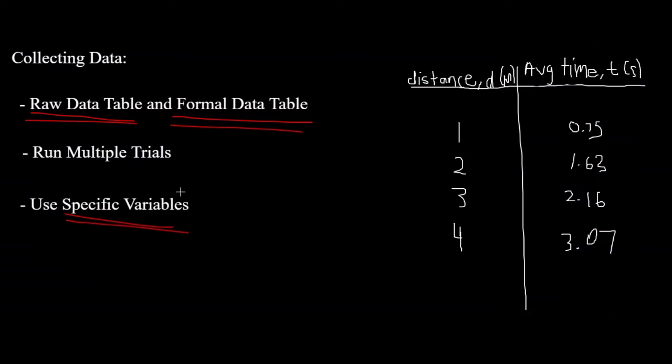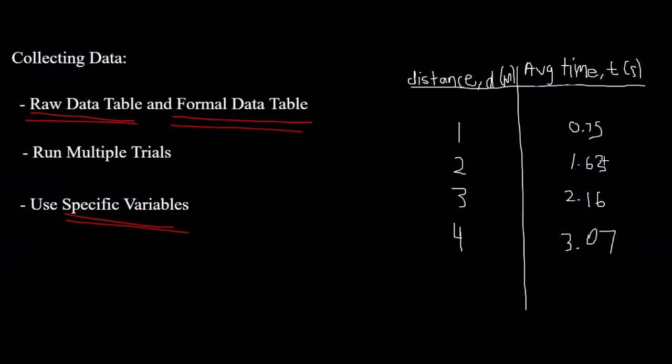Specific variables are really important in physics. And if we look at our formal data table here, one thing you'll notice is the independent variable is on the left and the dependent variable is on the right, and that is called a convention, which is basically a standard that is agreed upon by all scientists.